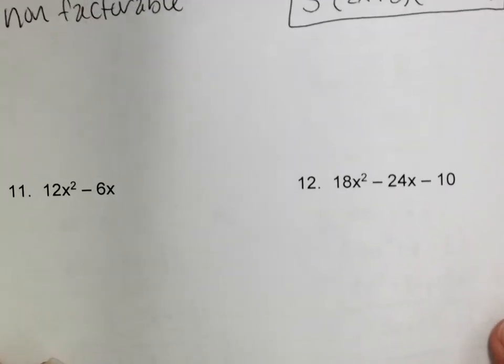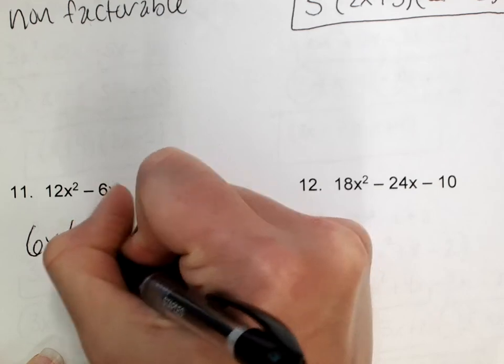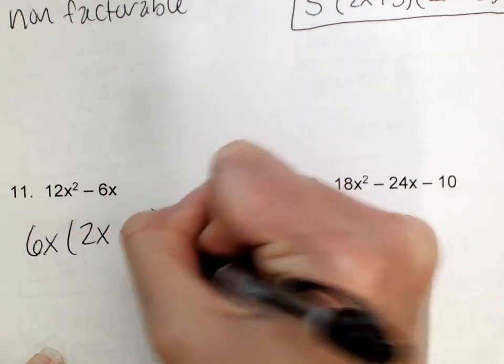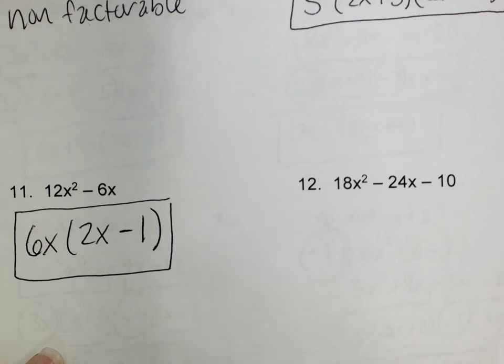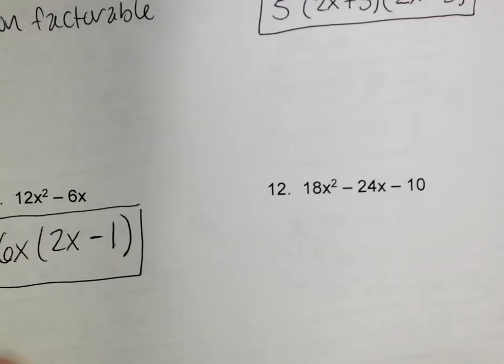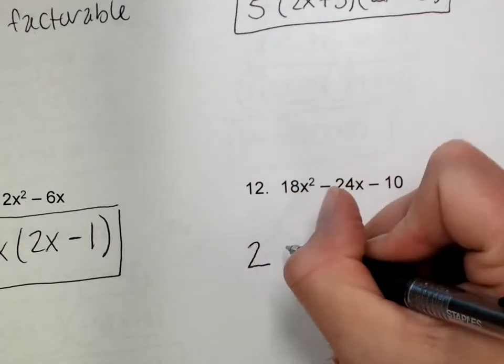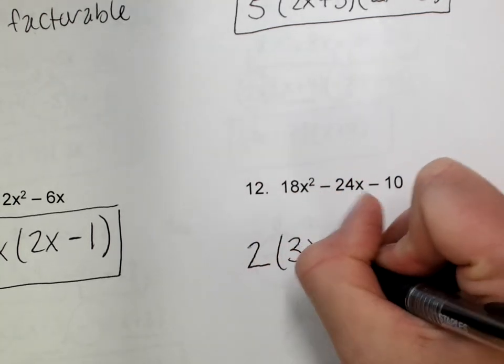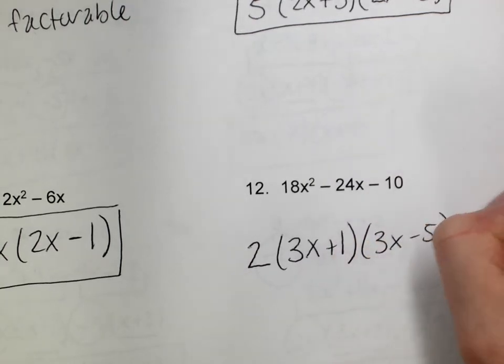Last 2 examples. Question number 11, all you could do is factor the greatest common factor out. Don't forget to leave that placeholder 1 for that 6 when you factor out the 6x. Last equation is just like the ones we learned today. You should have taken your common factor of 2 out first. You would have been left with 3x plus 1 times 3x minus 5.